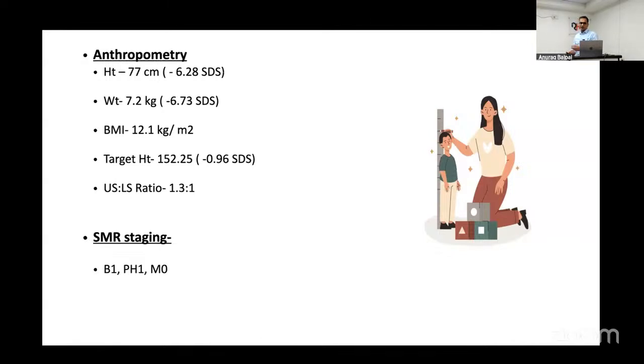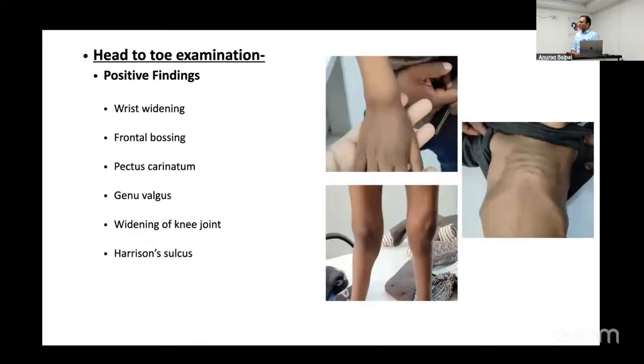She is prepubertal with the staging of B1, P1, and M0. In head-to-toe examination, there was frontal bossing, pectus carinatum, and Harrison sulcus was present. There was widening of the wrist. Apart from that, there was widening of knee joints and genu valgum was present.